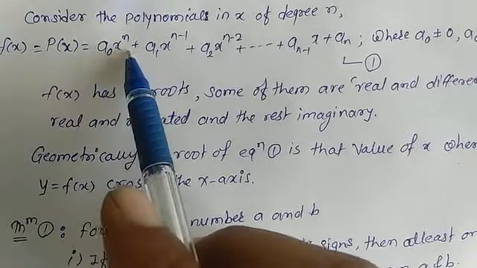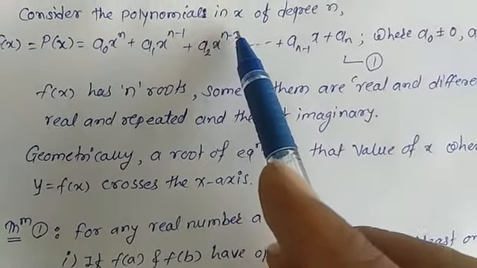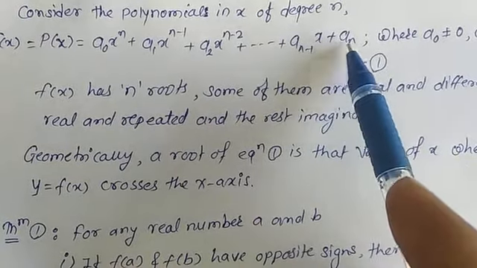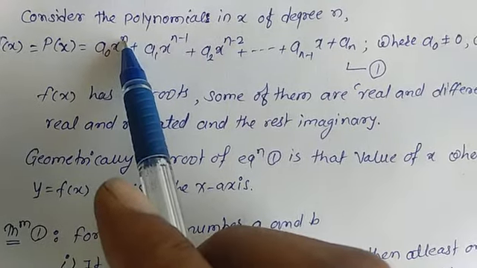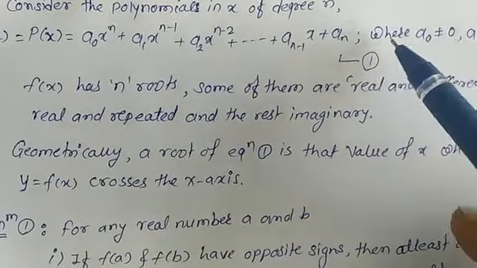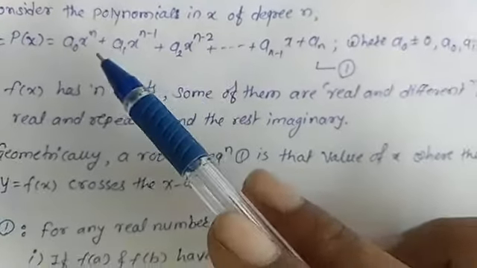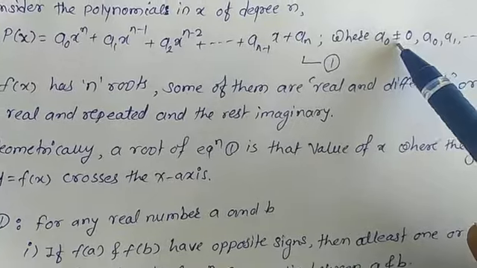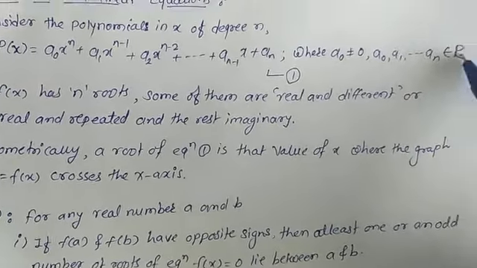For this we consider f of x is equal to a0 x raised to n plus a1 x raised to n minus 1 plus a2 x raised to n minus 2 plus and so on up to an minus 1 x plus an. Here the largest degree is n and it goes on decreasing up to the constant. Now here a0 is not equal to 0. If a0 equal to 0, it will not be of degree n. So here we have to consider a0 not equal to 0 and the other remaining constants belong to R as real numbers.